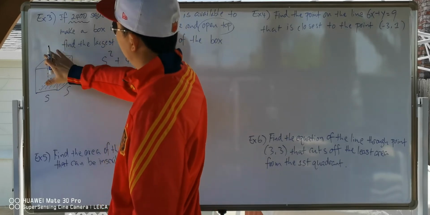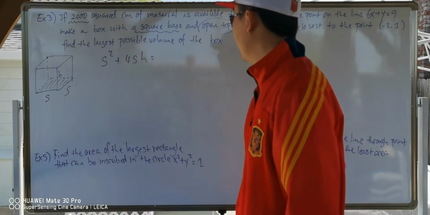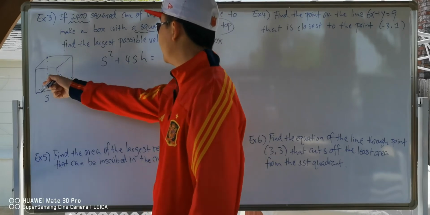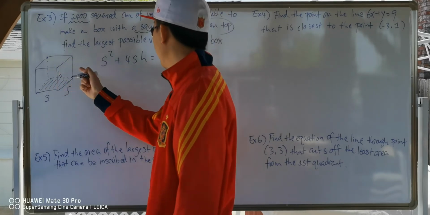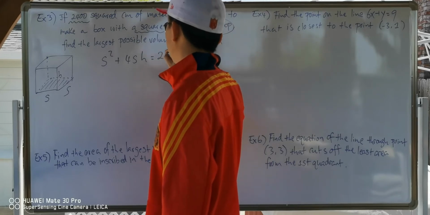Again, the top part is open, so we don't count the top surface. So the bottom base plus the 4 on the sides, front and back, left and right. So we do have the surface area for this open top box. So it's 2,400.